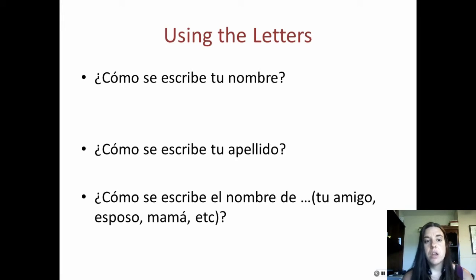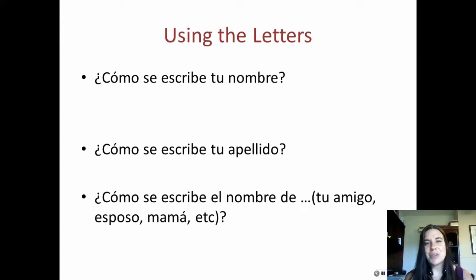For example, I would answer, ¿Cómo se escribe tu nombre? Like this. A-M-Y. That's A-M-Y. The next question, ¿Cómo se escribe tu apellido? That's how do you spell your last name? And that might be a little bit longer, a little bit more difficult, so maybe you should practice.